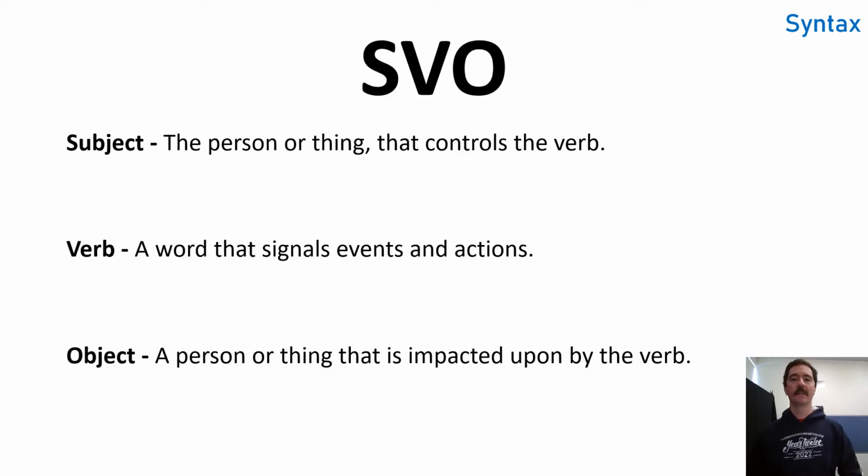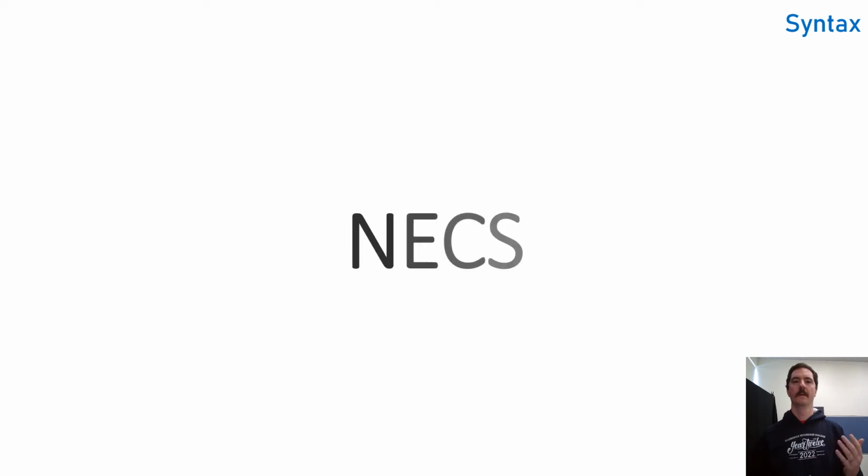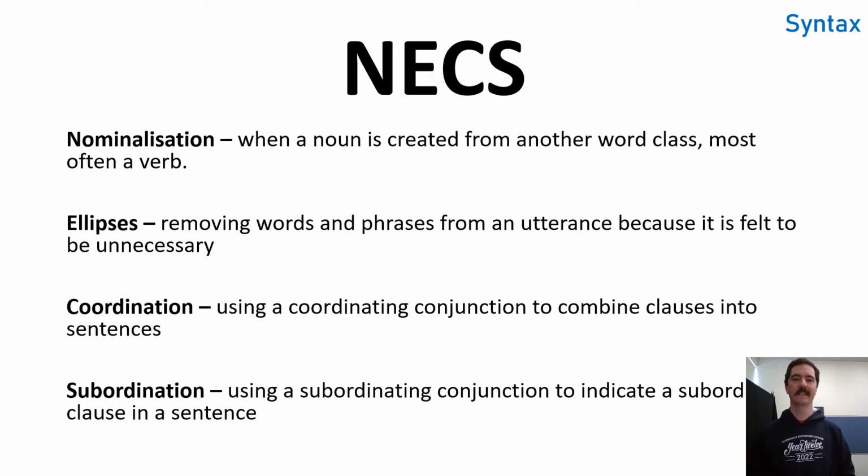So first, SVO is of course subject, verb, object. That's pretty straightforward, so I'm not going to define it. Okay, so we've got NECS, which is nominalisation, ellipsis, coordination, and subordination. So again, all syntactical things.